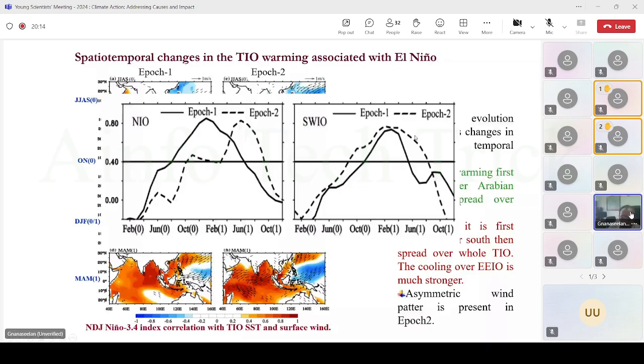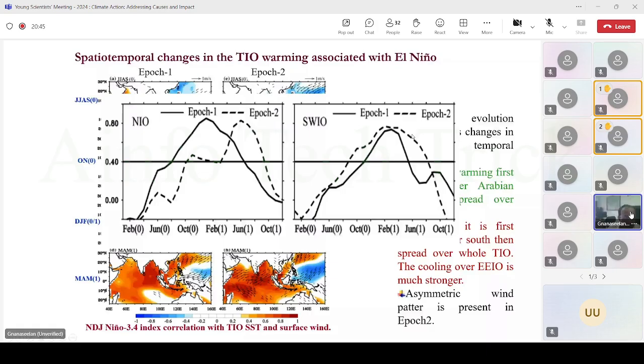So one of the causes for the North Indian Ocean warming is that it is now coming directly from the tropical Indian Ocean, rather than from the Pacific through atmospheric teleconnection. So now ocean dynamics play an important role in modulating these changes. And these changes have a huge impact on teleconnections.